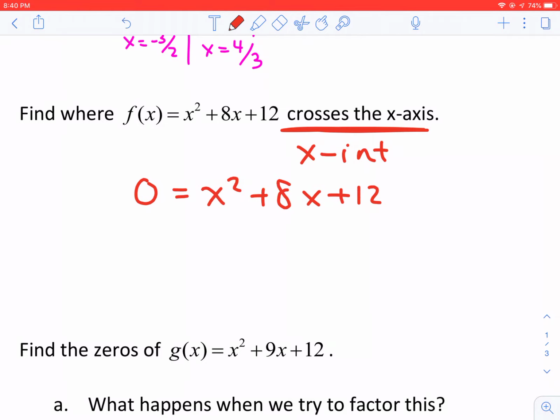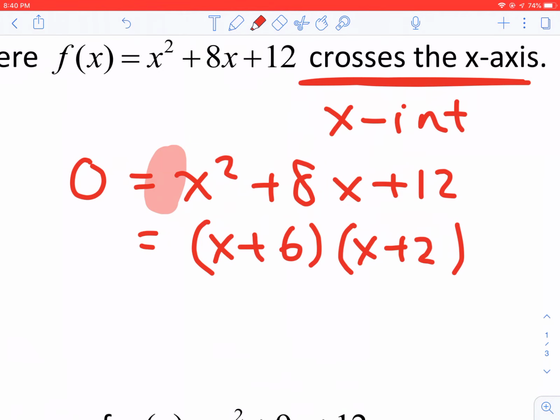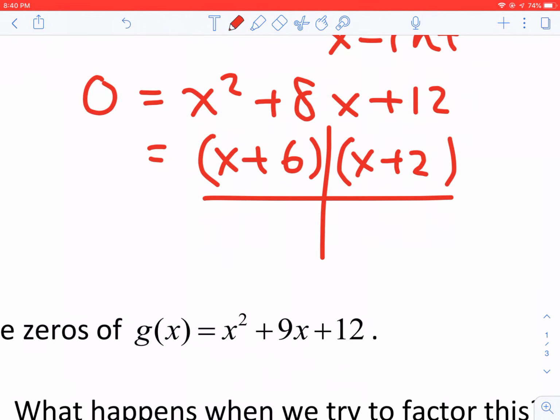And just like before, the way we solve this equation is by factoring. So x plus 6 and x plus 2. 6 times 2 equals 12. 6 plus 2 equals 8. So the AC method wasn't needed for this one because our coefficient here is 1. It's a 1x squared. So teeing this off and solving, we get x equals negative 6 and x equals negative 2.